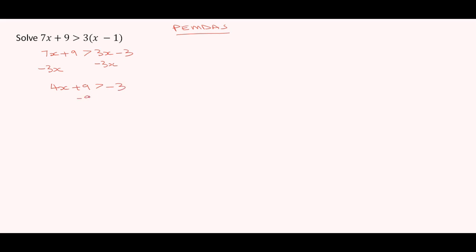Now we subtract 9 from both sides. So 4x greater than negative 3 minus 9, which is negative 12. We put the negative sign. Now we divide both sides by 4, and then we have x greater than negative 3. So represent that on the number line. This is 0. This is negative 3. It's greater than, so it's an open circle. x greater than negative 3.